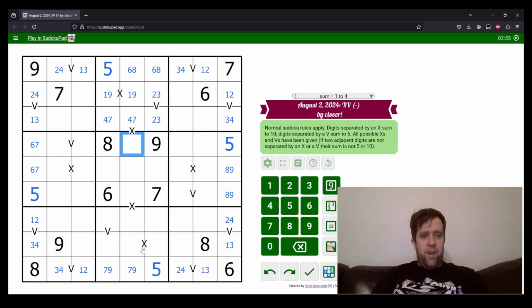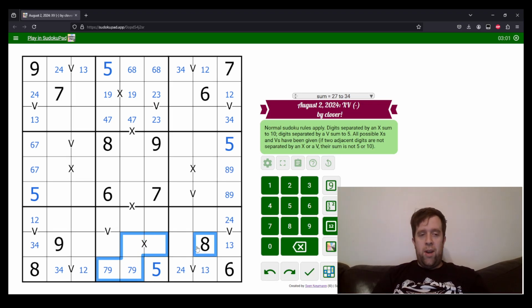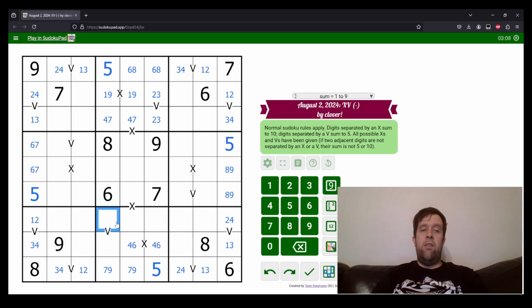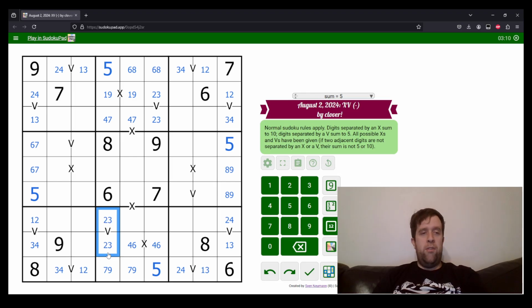Now, if I come down here, what's this X? It can't be 7 and 3, 9 and 1, or 2 and 8, so it must be 4 and 6. Now that I've put 4 in the box here, this cannot be 1 and 4, so it must be 2 or 3.